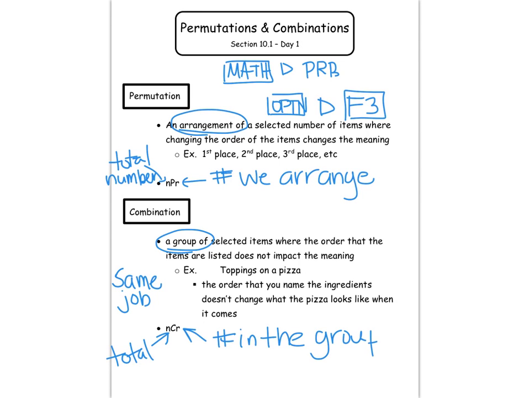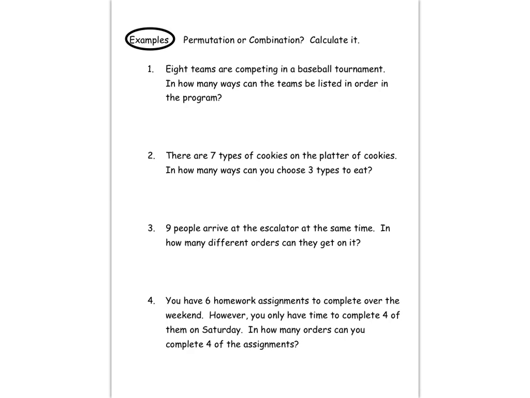All right, let's try some examples. So first, deciding if it's a permutation or a combination, an arrangement or a group, and then typing it into the calculator to calculate it. So if we have 8 teams in a baseball tournament, how many ways could the teams be listed in order in the program? Order makes it a P.